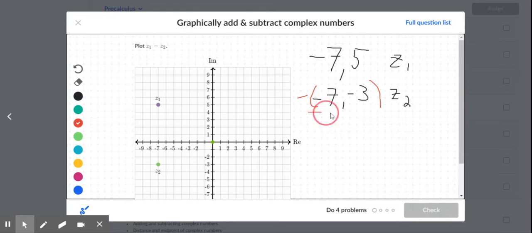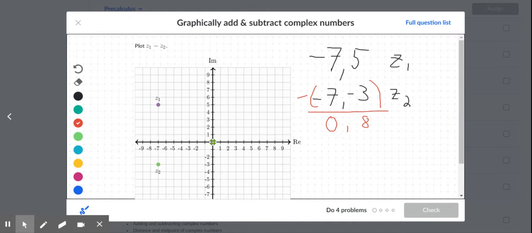So if we take -7 minus -7, that's actually 0, right? 5 minus -3. What happens when you take 5 minus -3? You end up adding, right? So 5 plus 3 is 8.